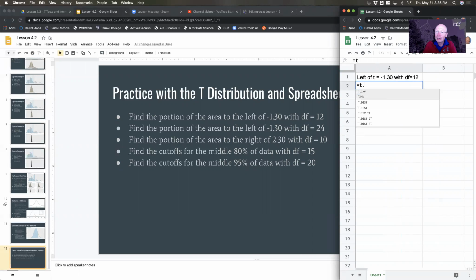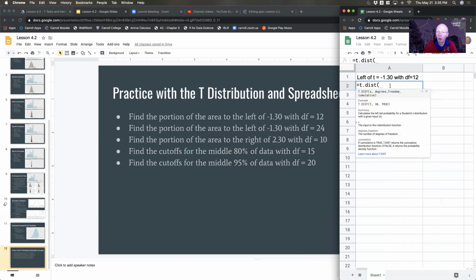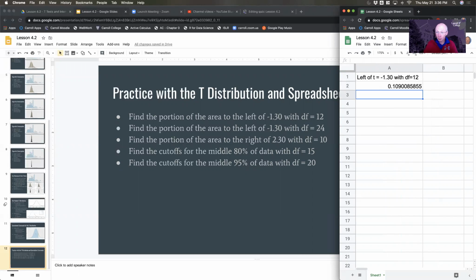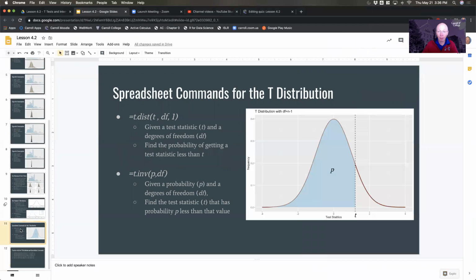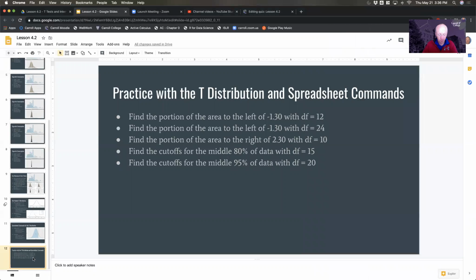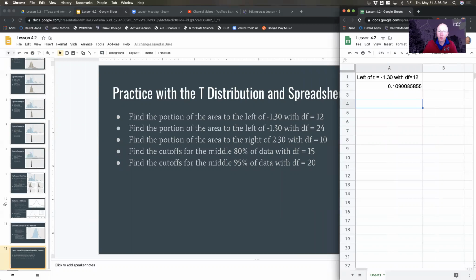So this is t.dist because I want a probability out. That's a portion of the area. I have a t and a degrees of freedom. So negative 1.30 and degrees of freedom is 12. That means my sample size was 13, comma 1. And I get the area on the curve. So in this particular case, if I come back to this picture, my cutoff was somewhere down here. And I was looking at the blue area to the left of that region, so somewhere just over here.